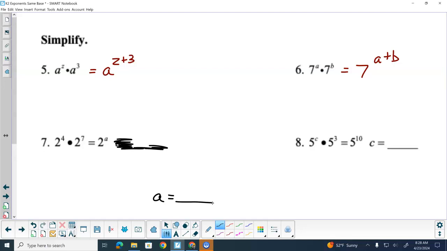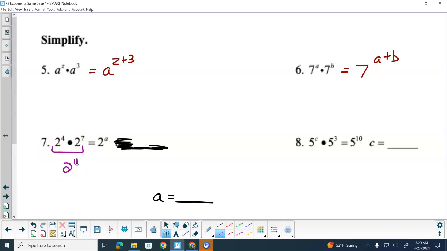Looking just at the left side. Right? So I'm looking just here. Do I have the same base? Yes. What do I do with the exponents? We add them, right? Because we're multiplying, we add the exponents. And 4 plus 7 is 11. So this left side right here is 2 to the 11th power.